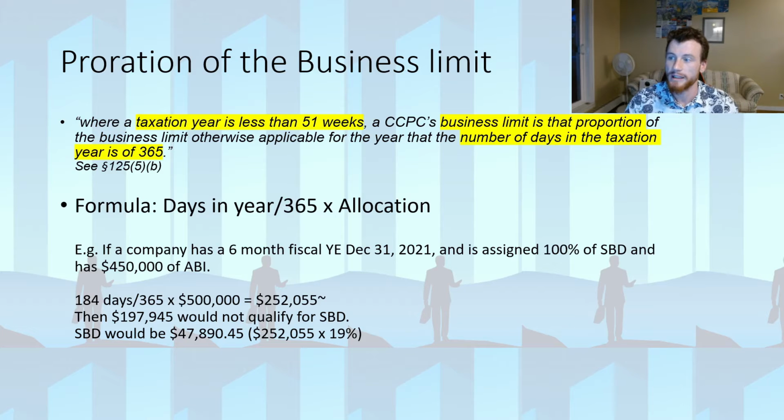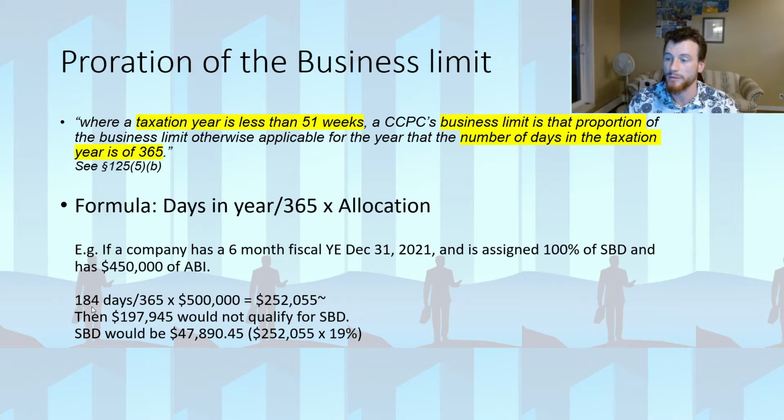The formula is pretty simple. It is the days in the fiscal year that you're reporting, divided by the full days of the year, 365, times the allocation. In this example, we have a company that has a 6-month fiscal year, which is ending on December 31, 2021. And to keep it simple, we want to assign 100% of the small business deduction, and it has an active business income of $450,000.